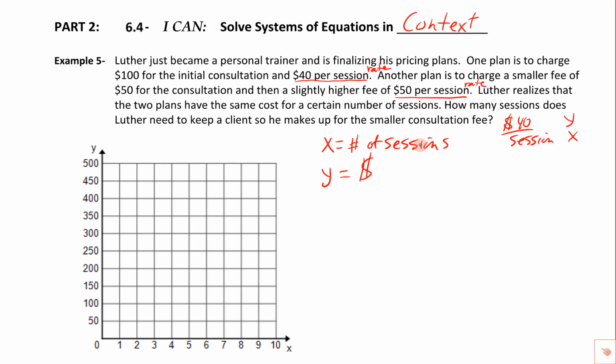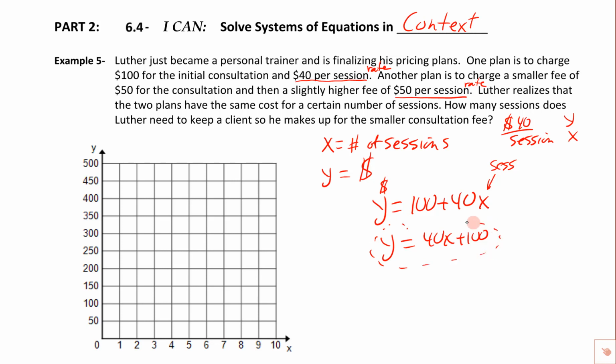Okay, so I'm going to do two different colors. For plan one, I'm going to say the dollar amount, or how much money he gets, is going to be $100 plus $40 per session. Again, this is the number of sessions, and this is the dollar amount right here. Now you'll notice that I wrote this backwards from the way we normally do. It really doesn't matter. If you're uncomfortable with that, then go ahead and write it the other way. So we're going to write y equals 40x plus 100. There's that initial amount, or that starting amount. There's that rate times x. So we're going to make sure that we graph this one right here.